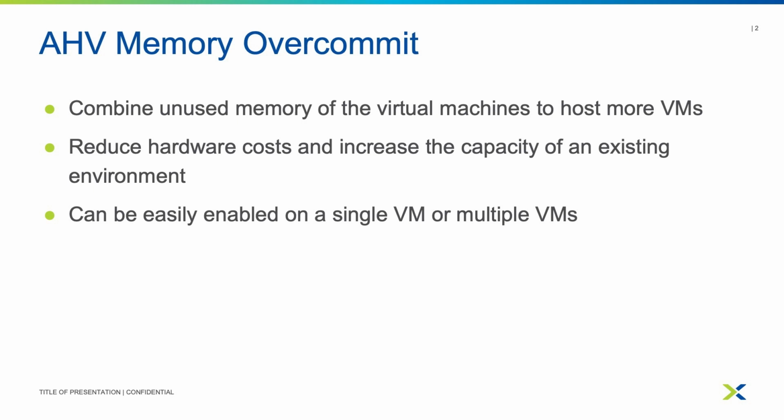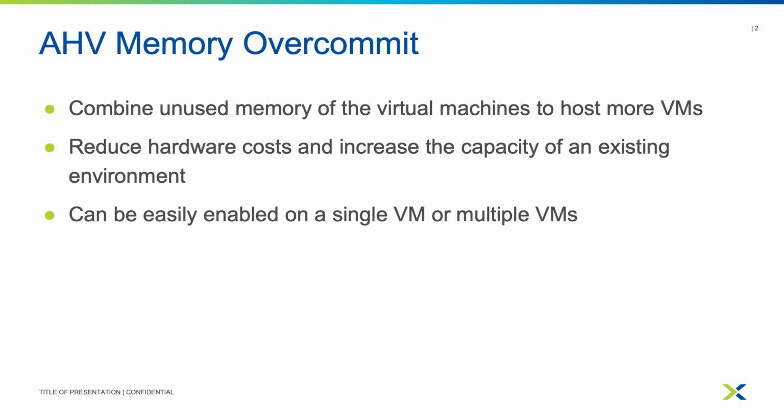In today's video, I'm going to talk about the AHV Memory Overcommit feature. In AHV, each virtual machine that is running on a host has dedicated memory allocated to it at the creation of the VM. At any given time, the VMs on the host may or may not use all the reserved memory.